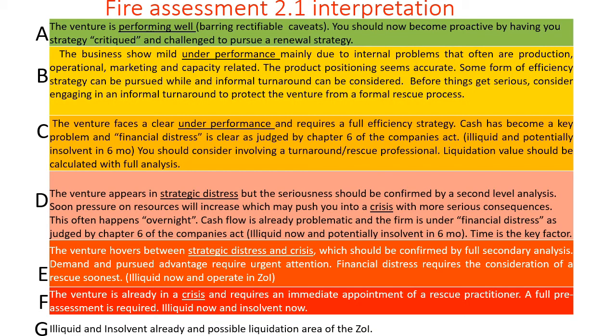Here it's visible. If we look at the bottom of the diagram, you see F and G, mostly in G. The company is already illiquid and insolvent, and in a possible liquidation area. It's operating in the zone of insolvency, and that is no good. Even if you look at F, the venture is already in a crisis, so we are seeing that we are beyond the crisis already. So this part of the information informs the previous slide.